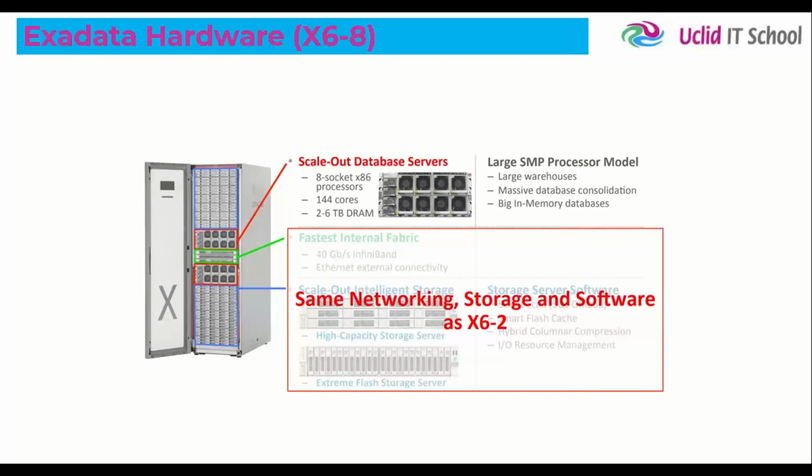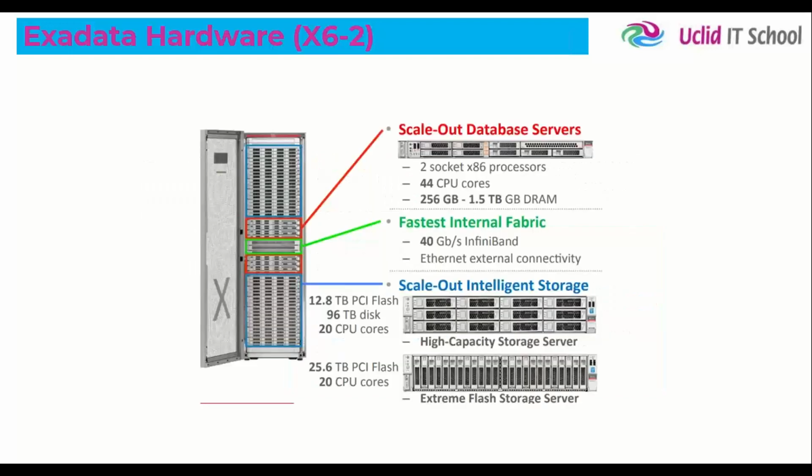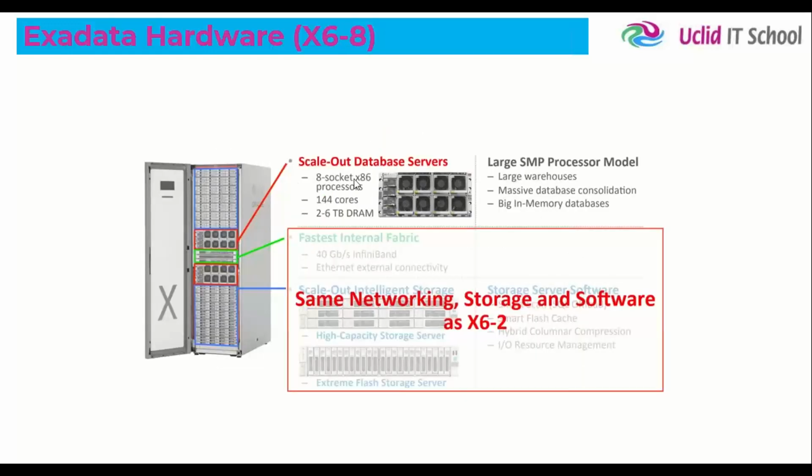So per socket, how many CPUs? 22. Okay, 144 cores. Per socket, I think it is less, not even 22, but a total of 144 cores per server. Whereas in the X6-2 model, how many cores? 44 cores only. So that means 100 more CPUs in X8 hardware.